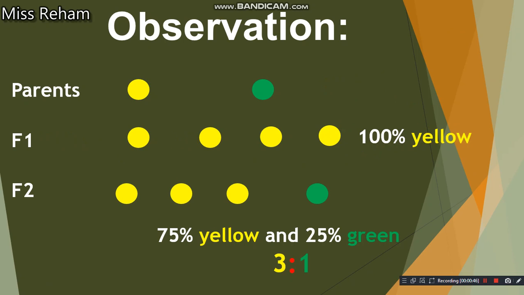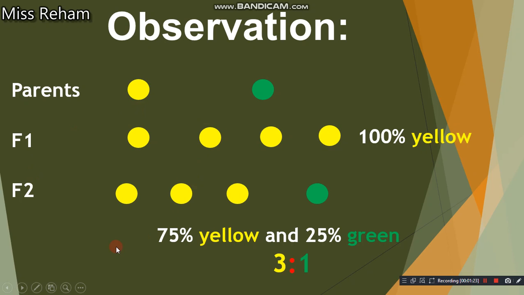Again, give reason. Mendel called the yellow color of seeds a dominant trait because it dominates over the green color and appears in the first generation with the percentage of 100% yellow seeds. So the yellow seeds is called a dominant trait.